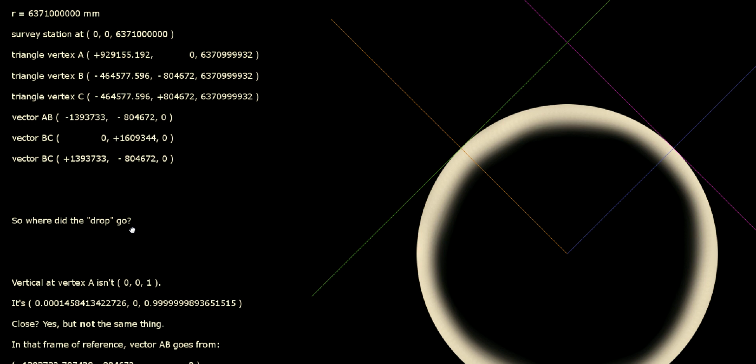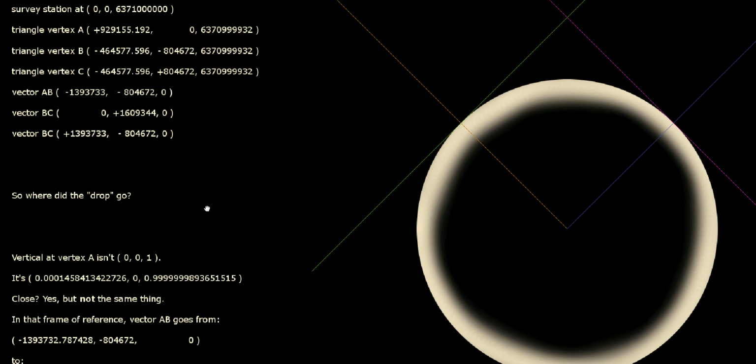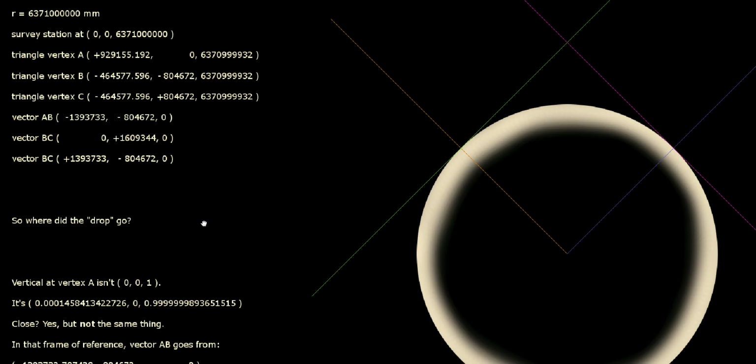But there's drop in the 8-inch formula. Where did it go? As I'm sure we all know, or are going to pretend not to understand because our income streams depend on us pretending not to understand it in some cases, vertical at vertex A isn't 0, 0, 1. Vertical at the survey station is 0, 0, 1, or 0, 0, minus 1, or 0, 0, n. 0, 0, any value is vertical. It's a vertical vector of some length, that value, right? At vertex A, that's not vertical. That's parallel to vertical at the survey station.